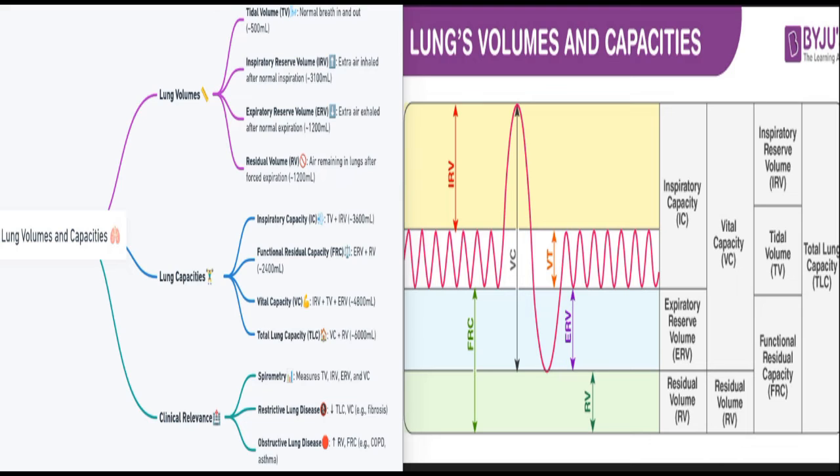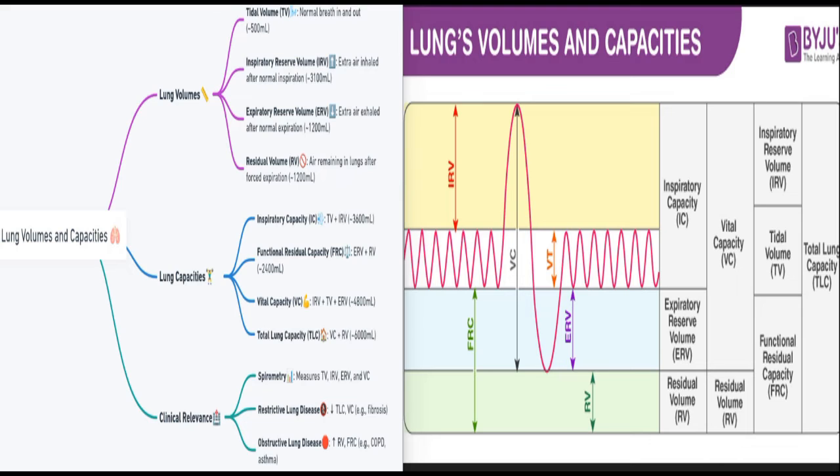The relationship between the closing capacity and the functional residual capacity depends on posture, and at around age 45, the closing capacity equals the functional residual capacity in the supine position. Around 70 to 75 years, the closing capacity equals the functional residual capacity in the upright position.